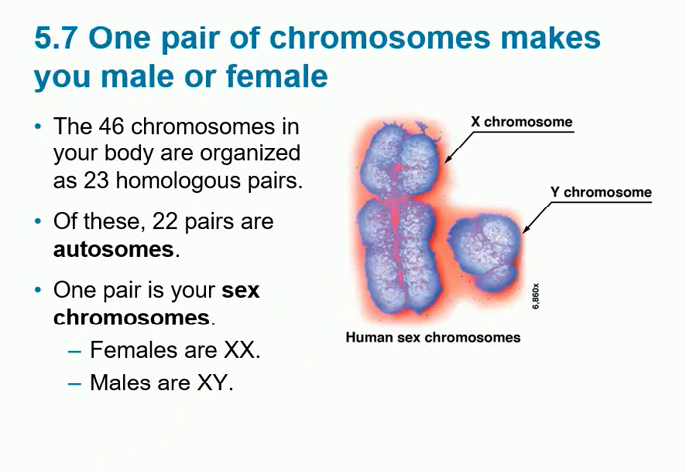So this is part 2 of chapter 5, and it is about the chromosomes and inheritance. And this is the XY chromosomes, the XX for females and XY for males.